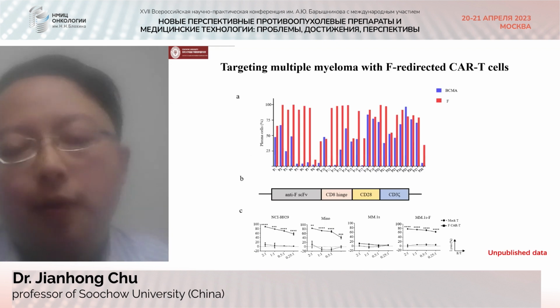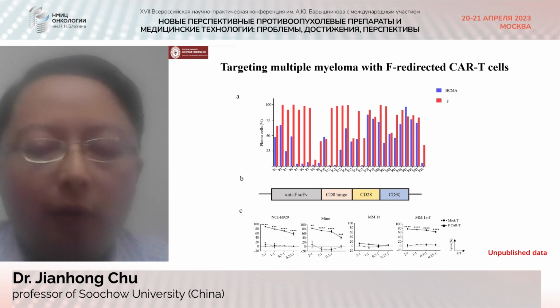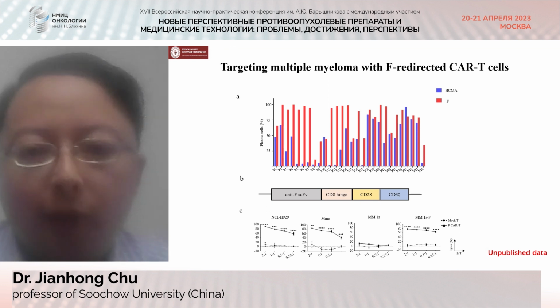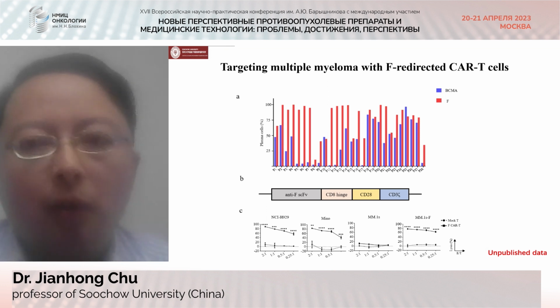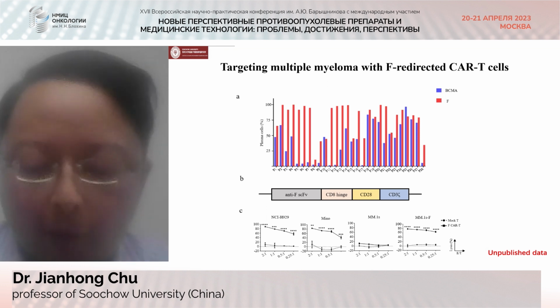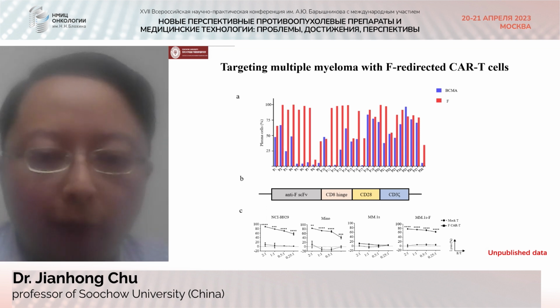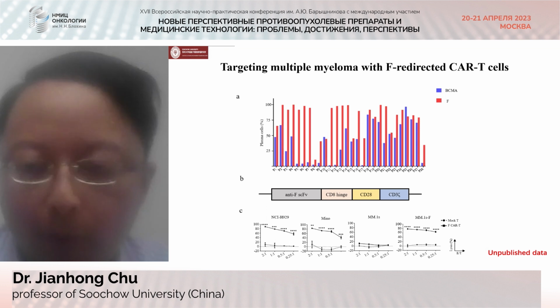We also developed CAR T cells against another antigen for the treatment of multiple myeloma. We now call it F gene. I'm sorry, I cannot disclose it at this stage. Interestingly, we found that this F antigen is highly expressed in some multiple myeloma patients with very low-level expression of the BCMA gene. The F-CAR T cells we developed have displayed obvious cytotoxicity against multiple myeloma cells.